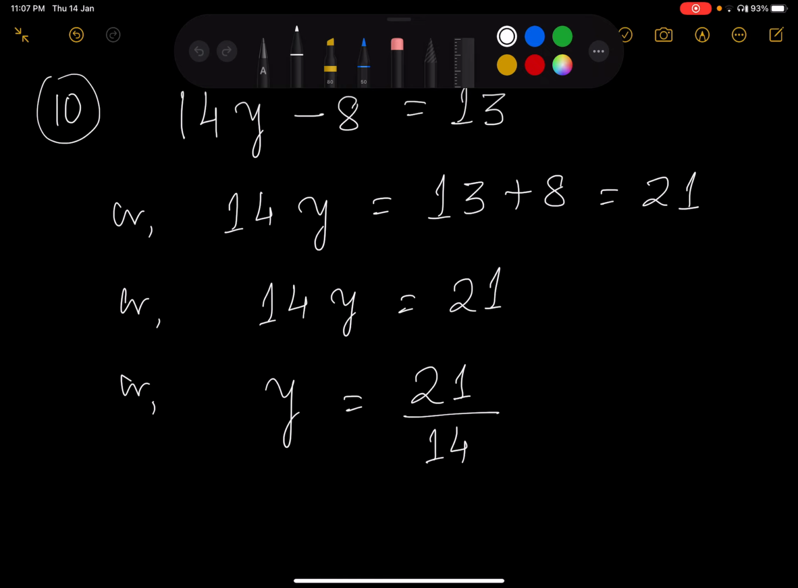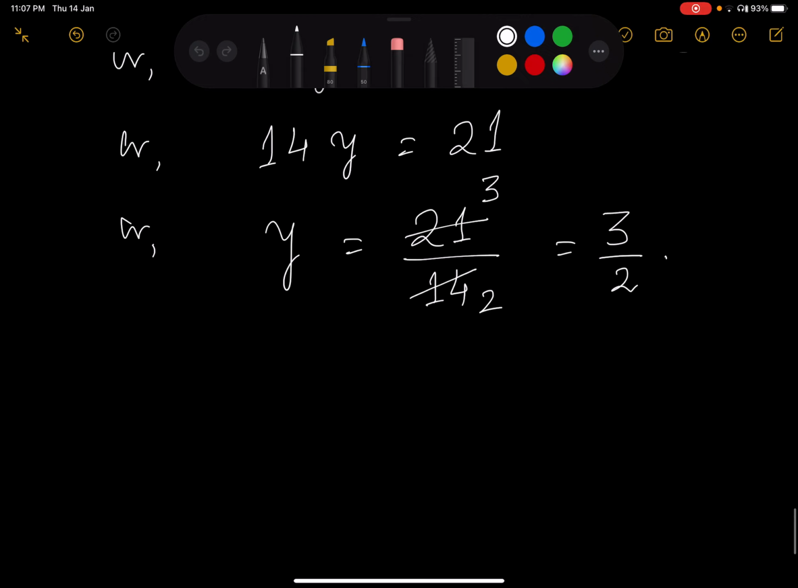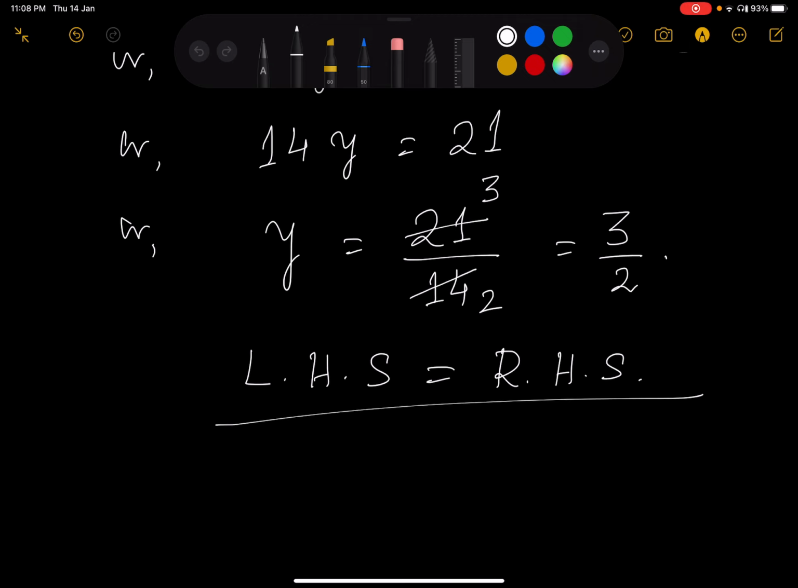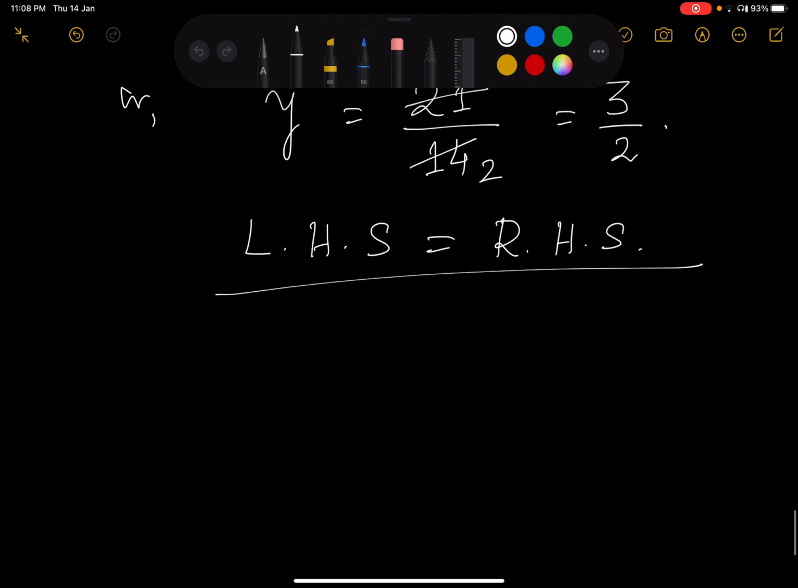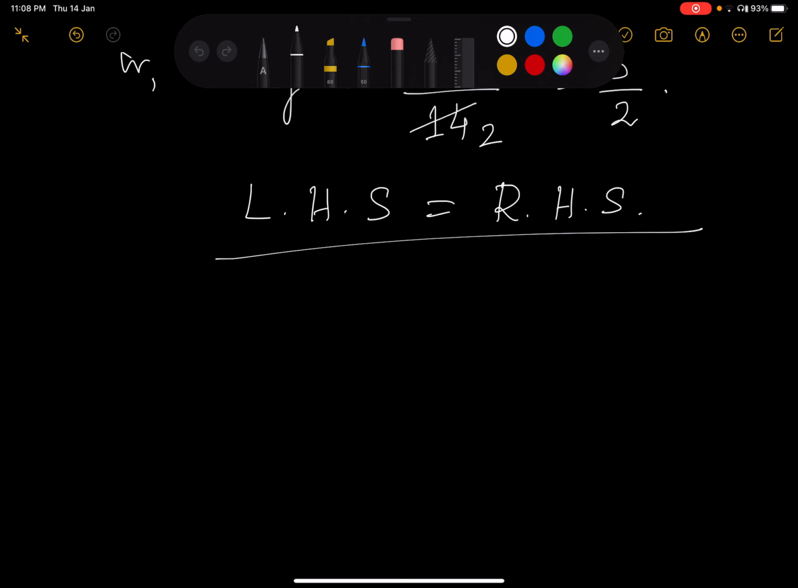So a common factor is 7. 7 2s are 14, 7 3s are 21. So the y value is equal to 3 by 2. On your own you can verify by putting this y value, and check whether left hand side is equal to right hand side. Try yourself and see how much you have learned today.